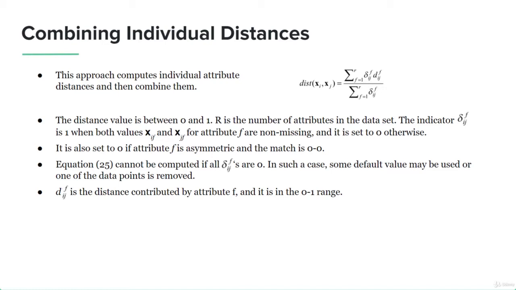The other condition for setting it to 0 is if attribute f is asymmetric and the match is 0-0. Equation 25 cannot be computed if all the sigma f ij's are 0. In such a case, some default may be used or one of the data points is removed. The d_ij^(f) is the distance contributed by attribute f, and it is in the range of 0 and 1. In this way, we can compute the distance of individual attributes and then combine them.